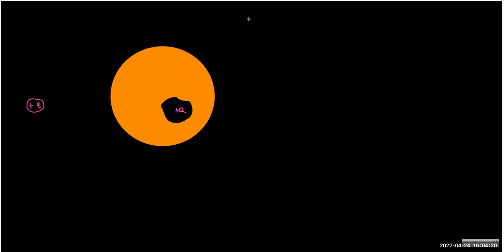The radius of this spherical conductor is R, and the distance between the center and this charge is called D. The question is, find the force on the charge. What can we see?